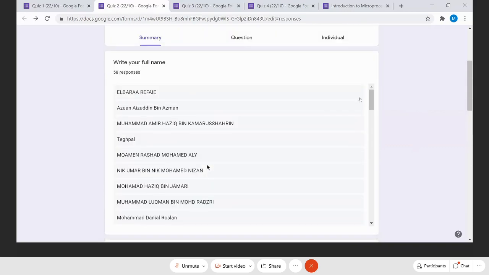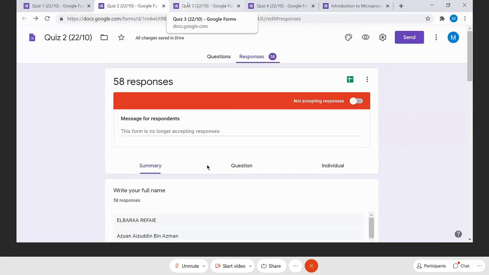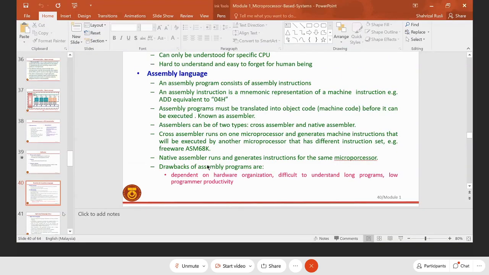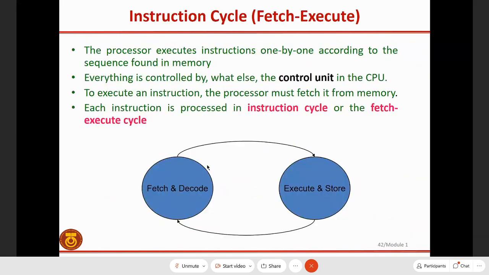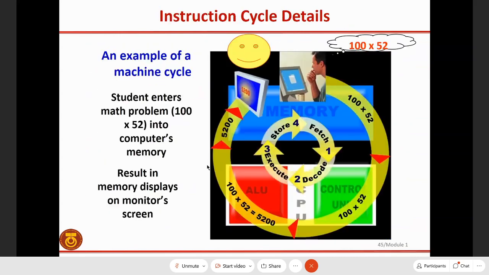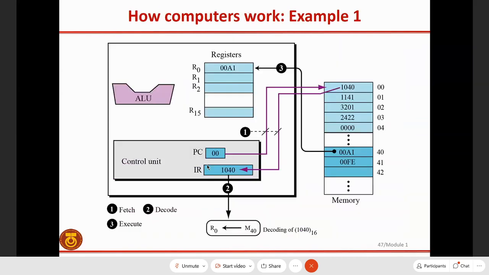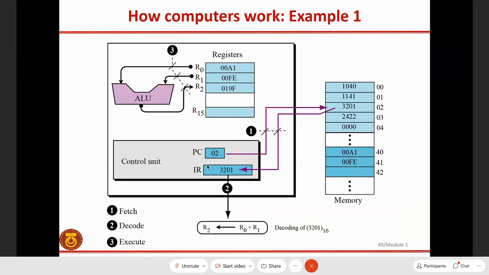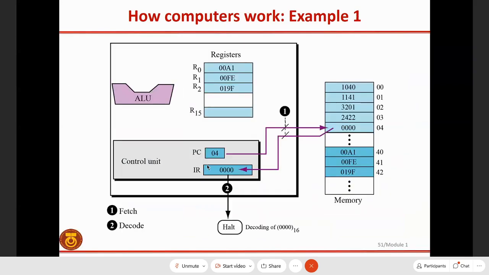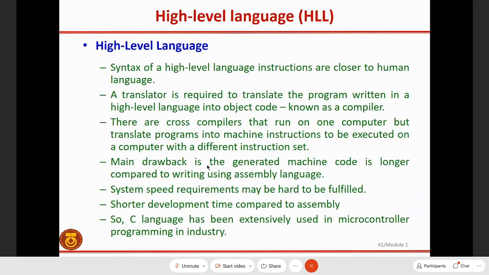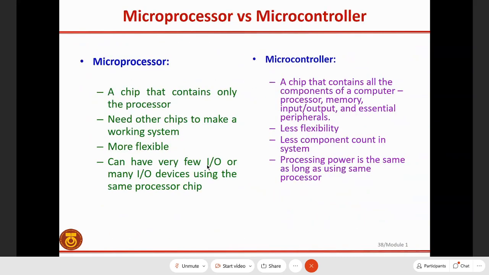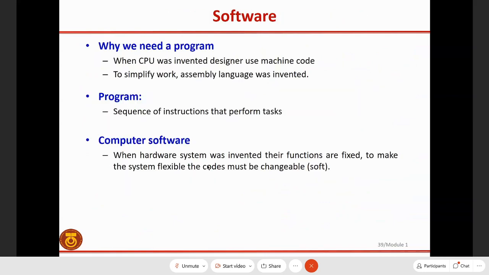Anyway, let's move on to our third quiz. Before that, how many more do we have? Let's look at where we should stop. Okay, let me finish my lecture a little bit. I think maybe the rest you will need to read on your own.